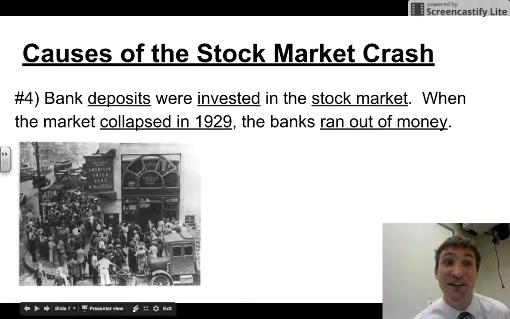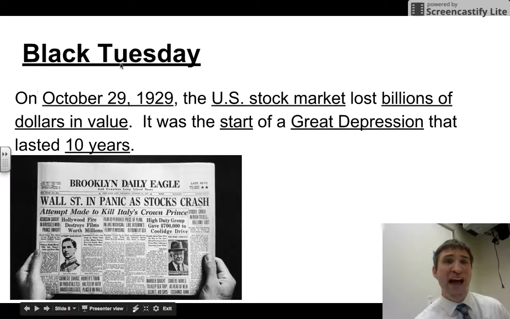They're panicked. And Black Tuesday, on October 29th, 1929, the U.S. stock market lost billions of dollars in value. It was the start of a Great Depression that lasted about 10 years. And here's a newspaper headline from a newspaper in Brooklyn, New York. Wall Street in panic as stocks crash.